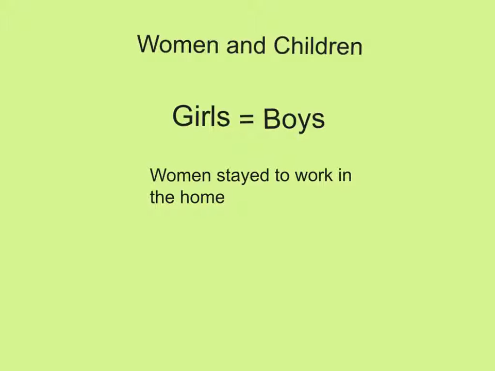Lower class girls were seen as equal to boys and had no special treatment. Women rarely worked outside of the house. They needed to take care of their children and do chores. Children were ideal factory workers because their hands were smaller and it allowed them to do more.